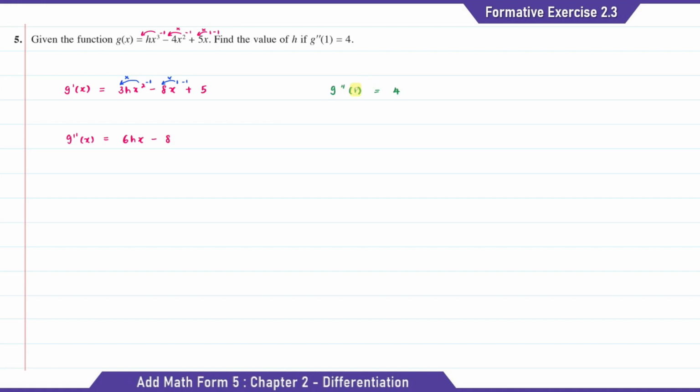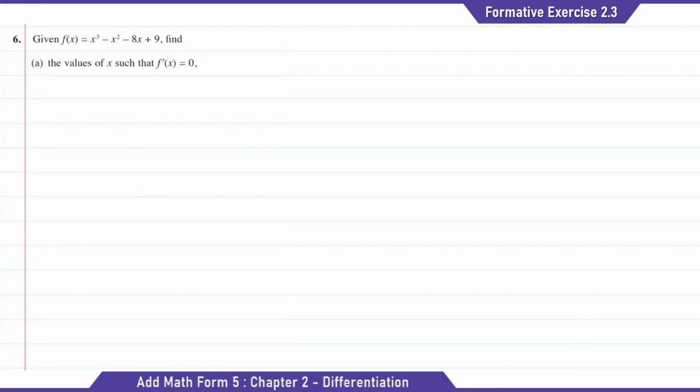So when the input of the second derivative is 1, then we're going to substitute the x here with 1. Next, we're going to get 6h equal to 4 plus 8. Then h is equal to 12 divided by 6, which is equal to 2.